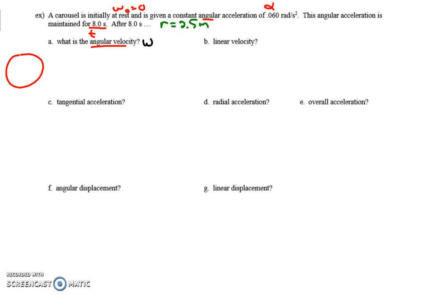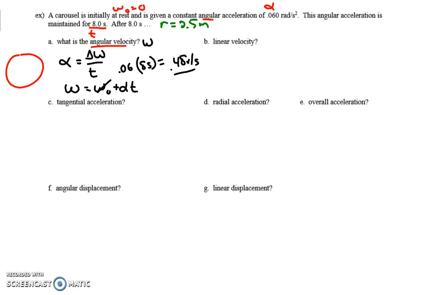What do I know? I know omega naught, I know alpha, I know time, I know r. So like before, if I go to the equation above, I see that I can relate at least 4 of those variables, as alpha equals delta omega divided by time. Okay, so I'm going to rearrange this and solve for omega. Omega is omega naught plus alpha times time. This is 0, and angular acceleration is given as 0.06. I'm not going to put in units, times 8 seconds, and so that's going to be 0.48 radians per second. Okay, that's our final velocity.